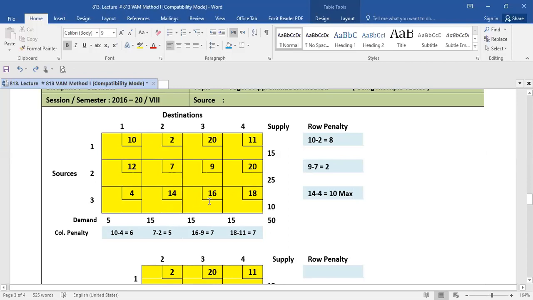In the third column, the difference is 16 minus 9, which is 7. And in the last column, the difference is 18 minus 11, as this is the smallest one and this is the next smallest. So 18 minus 11 is equal to 7. So you have completed the penalties.